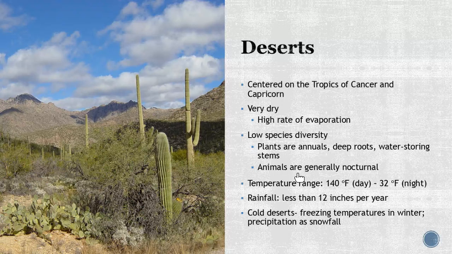Animals that do live here are generally going to be nocturnal because that's the cool time of day that they can actually go out. The temperature range on these is intense. You can go from freezing to 140 degrees Fahrenheit. Now, as I mentioned, there is very little rain to these, and we actually have cold deserts out there too.